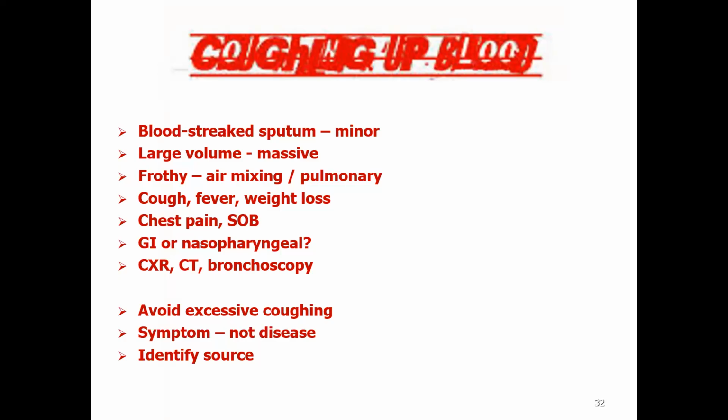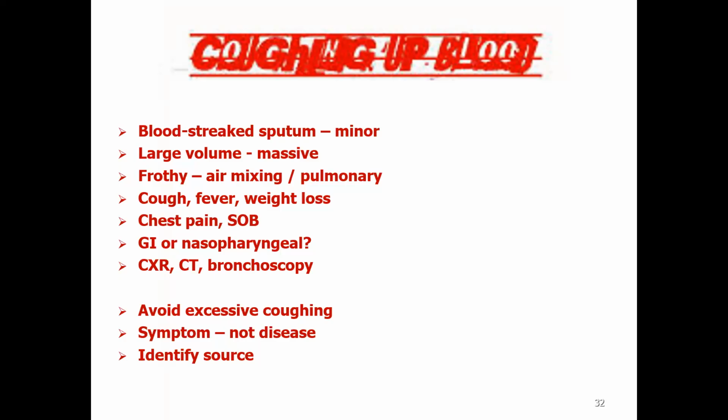You want to check if it's just blood-streaked sputum, which would be minor, versus large volume, which would be massive hemoptysis, bright red and frothy from air mixing. That would be typical of a pulmonary source. They might have a productive cough, fever, weight loss, chest pain, or shortness of breath, depending on the cause. As I mentioned, be sure to differentiate this from GI or nasopharyngeal sources.